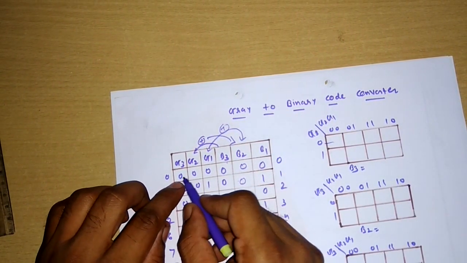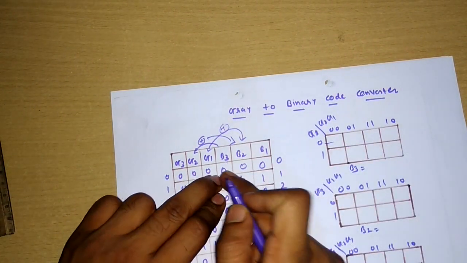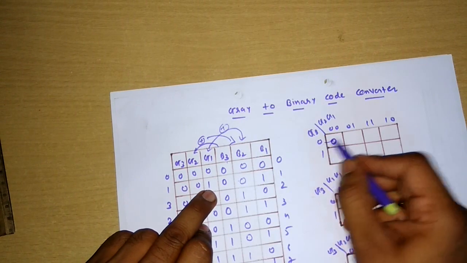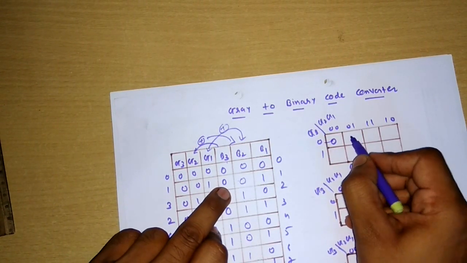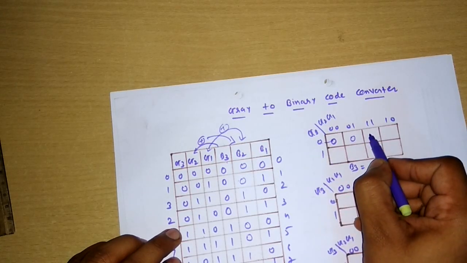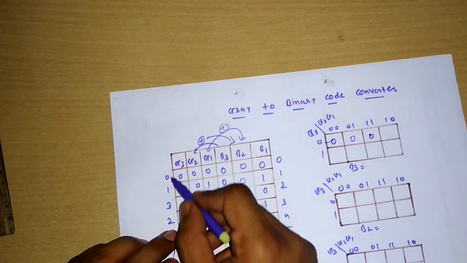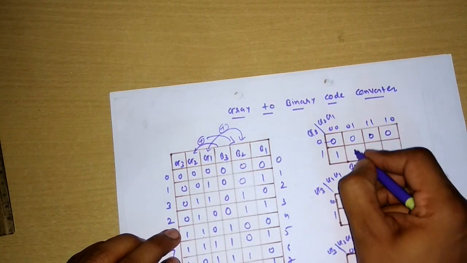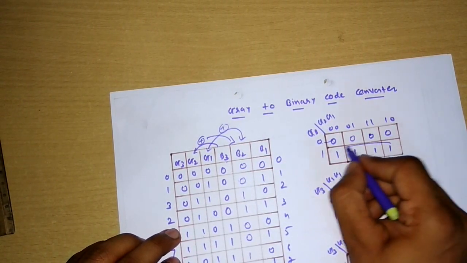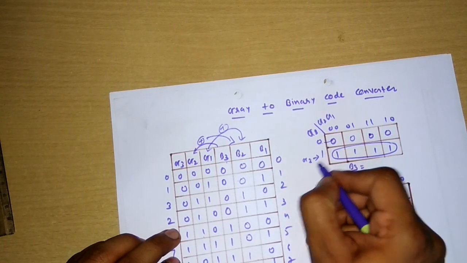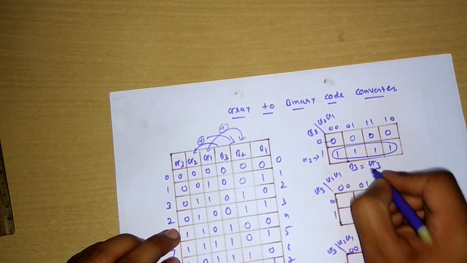We know that for 0 0 0 your output is 0, so here it will be 0. For 0 0 1, your output is 0. For 0 1 1, the output is 0. So for 0, 1, 2, 3 your output is 0 0 0 0, and then your output is 1 1 1 1. So the combination will be this, and B3 is exactly equal to G3. So B3 equals G3.